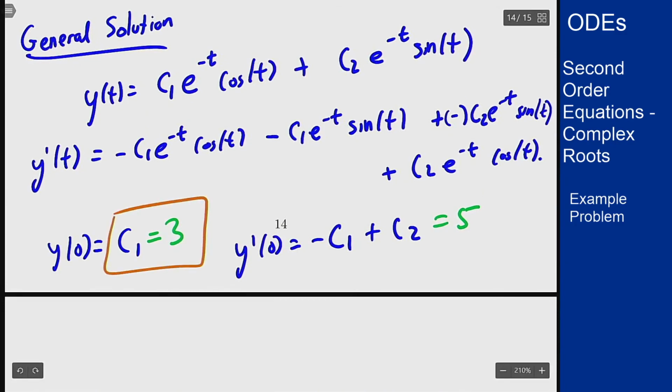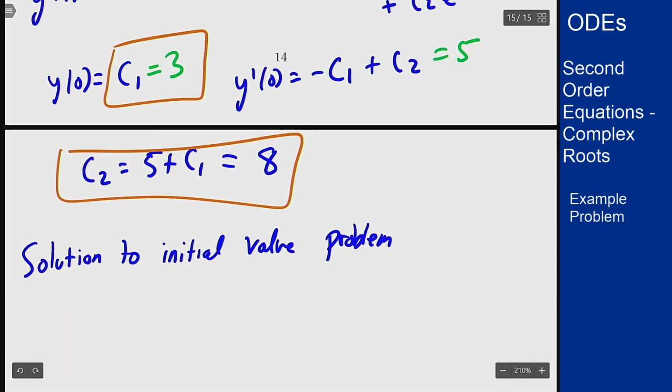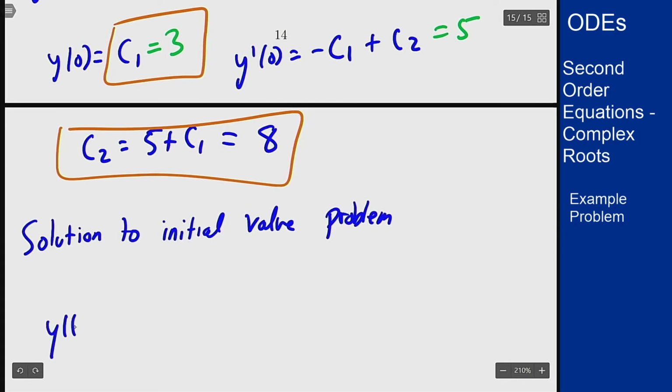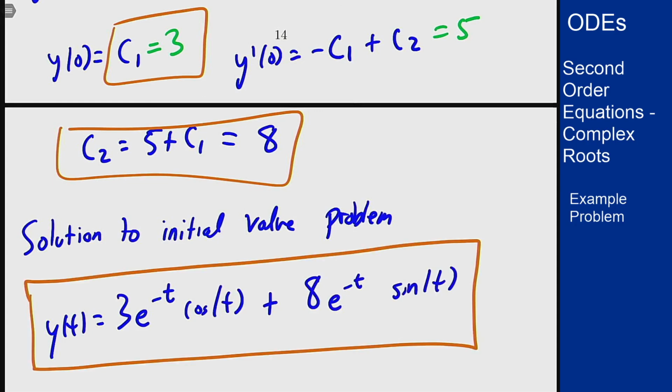And then adding c1 to the other side tells me that c2 should be 5 plus c1, which is going to be 8. Therefore, I can write the solution to the initial value problem as y(t) is c1, which was 3, e^(-t) cosine of t, plus c2, which is 8, e^(-t) sine of t. That's how you can work out and solve these initial value problems for second order equations when you have complex roots for the characteristic equation.